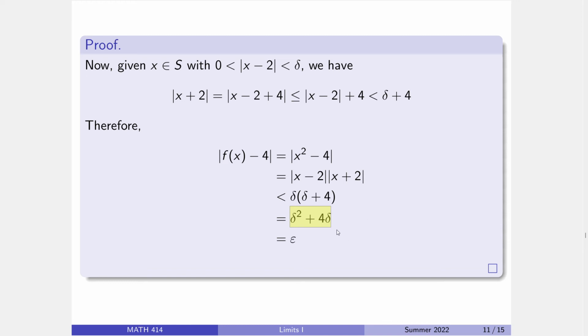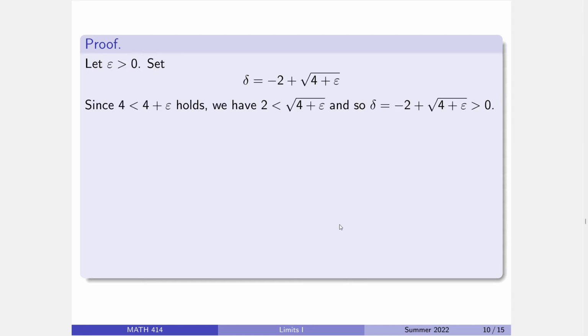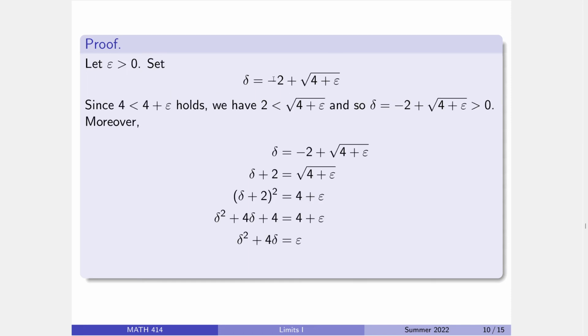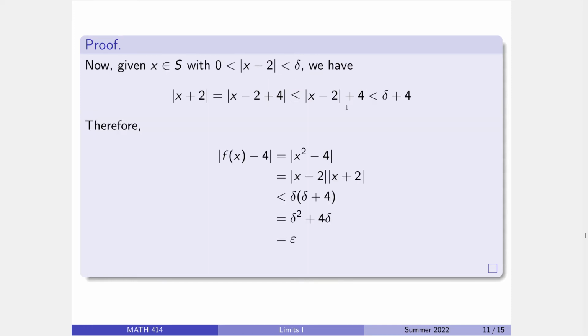So then I got delta squared plus 4 delta is equal to epsilon, and so that told me what I needed to do is solve for delta. Right? In fact, that's just literally the quadratic equation, and then you solve for it. No joke. Yeah, there you go. So that's how I actually did it.